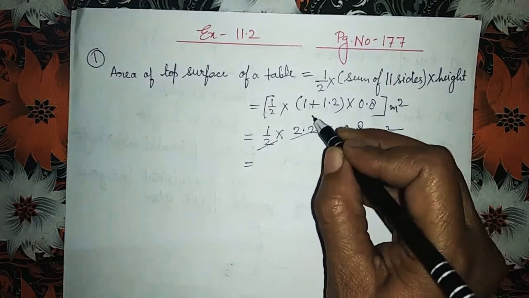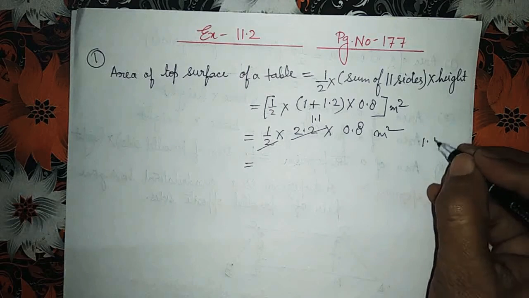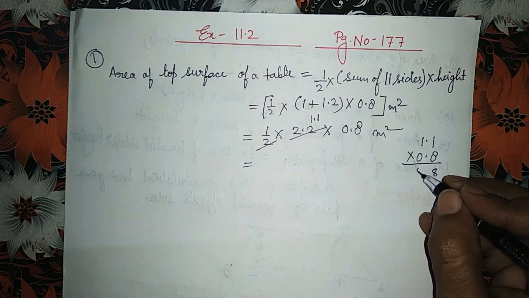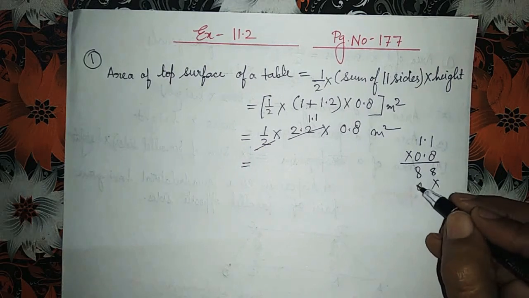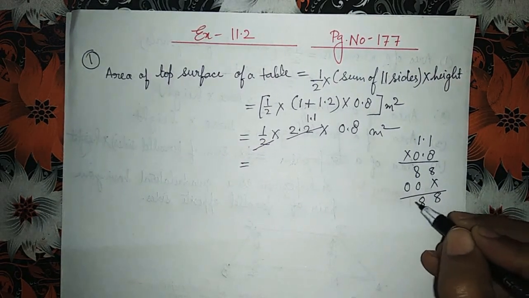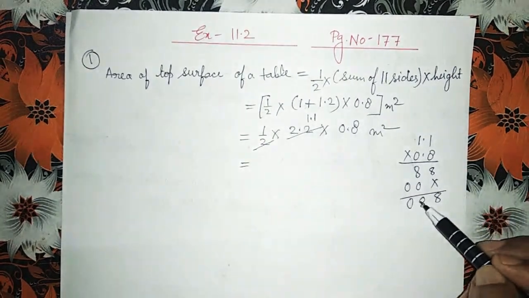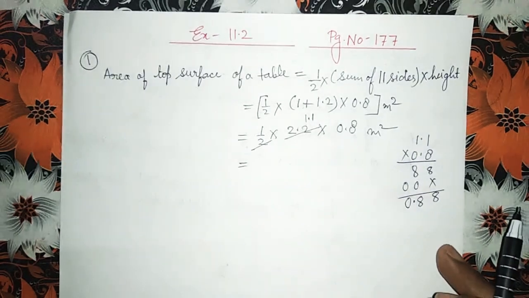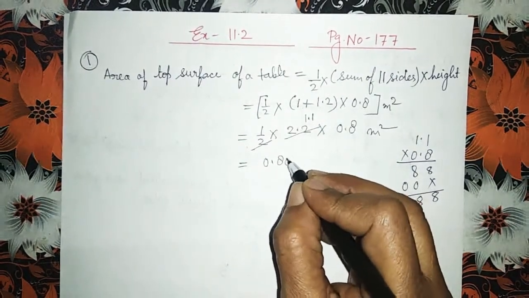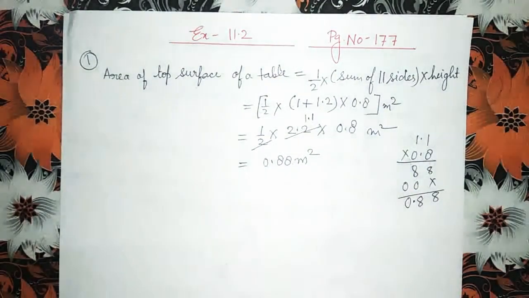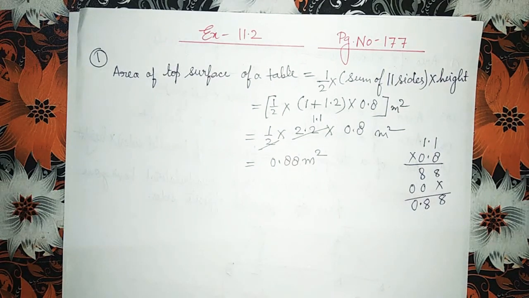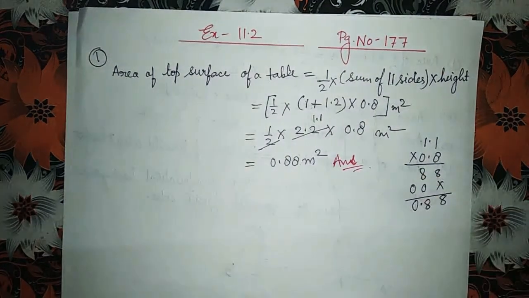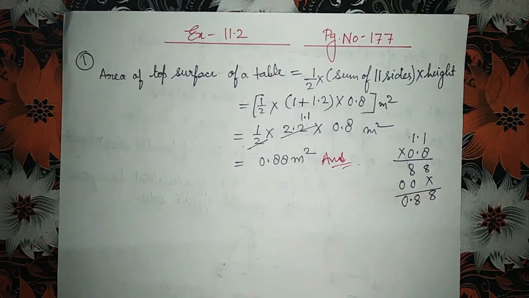2 1s are 2, and here 1.1 is coming. Now 1.1 and 0.8 we will multiply. Here 8 1s are 8, and here 8 1s are 8. Okay, now 0 and this 0. What is coming? 8 8 0. Now we will put decimal. Here 2 digits we will leave from the right side, and here we will put 0. Now the answer is coming 0.88 meter square. Hence area of the top surface of the table is 0.88 meter square. Okay.